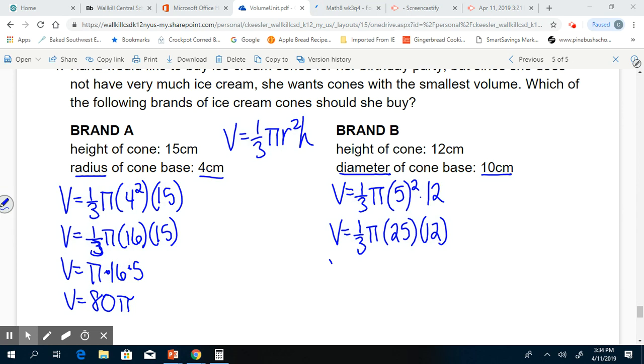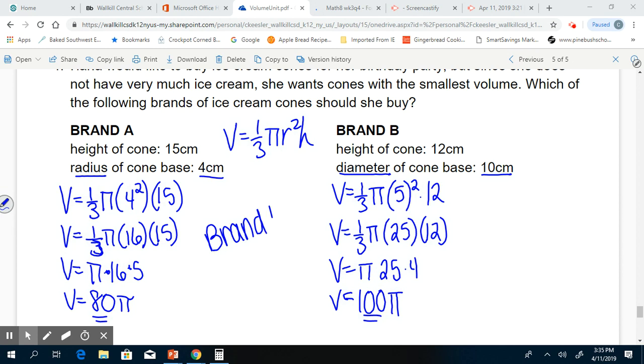Getting rid of the 1/3, 12 is divisible by 3, so I'm going to do pi times 25 times 4. So final answer, volume equals 100 pi. 100 is bigger than 80. So brand B is bigger than brand A. So we want to go with brand A because it has the smallest volume.